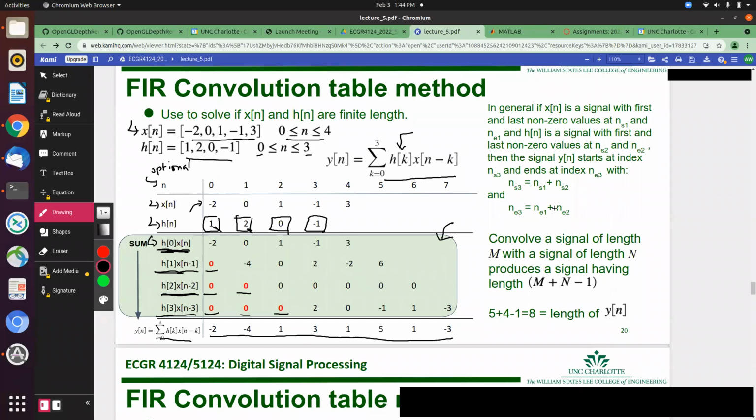If we have a convolution where one signal is length m and the other is length n, the output will be m plus n minus 1. So in this case, it was 5 plus 4 minus 1, or 8 values on the output. So there's a question over here?